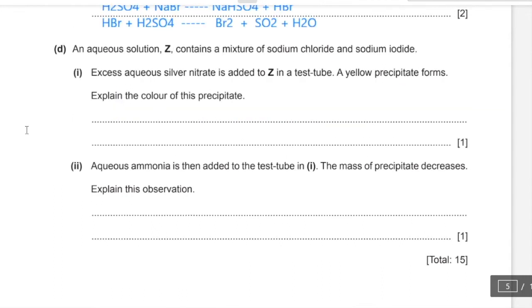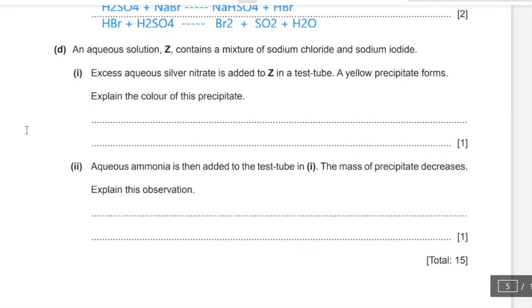The aqueous solution Z contains a mixture of sodium chloride and sodium iodide. Excess silver nitrate is added to Z in a test tube. A yellow precipitate forms. Explain the color of this precipitate. So the yellow color forms due to the precipitation reaction that forms the precipitate silver iodide.